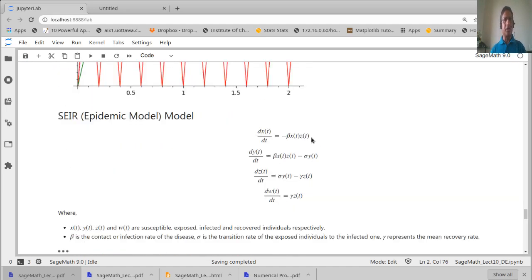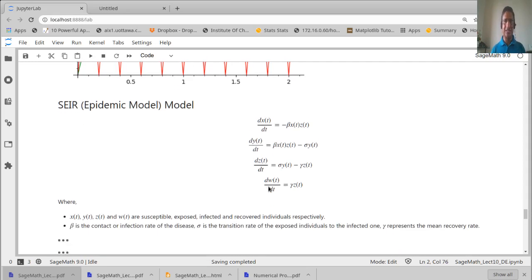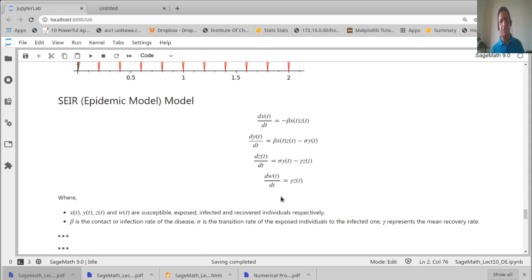You can also solve a system of initial value ordinary differential equations using the same RK4 method. So here is a small example. This is called the SEIR epidemic model. Nowadays, in this corona business, lots of people have modeled the corona epidemic using the SIR model or SEIR model and various other models. So I thought I'll take this as one application. Here you have a system of four differential equations in four variables x, y, z, and w.